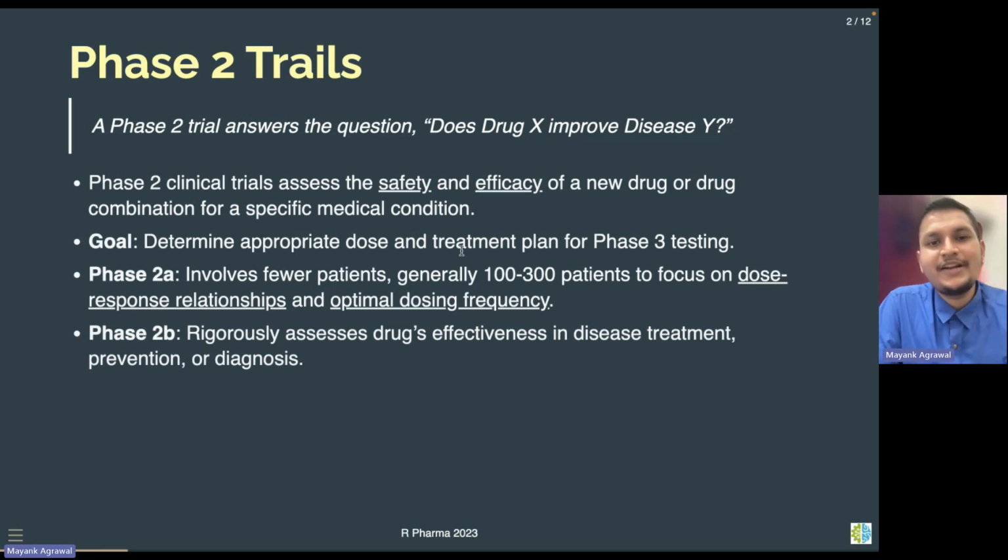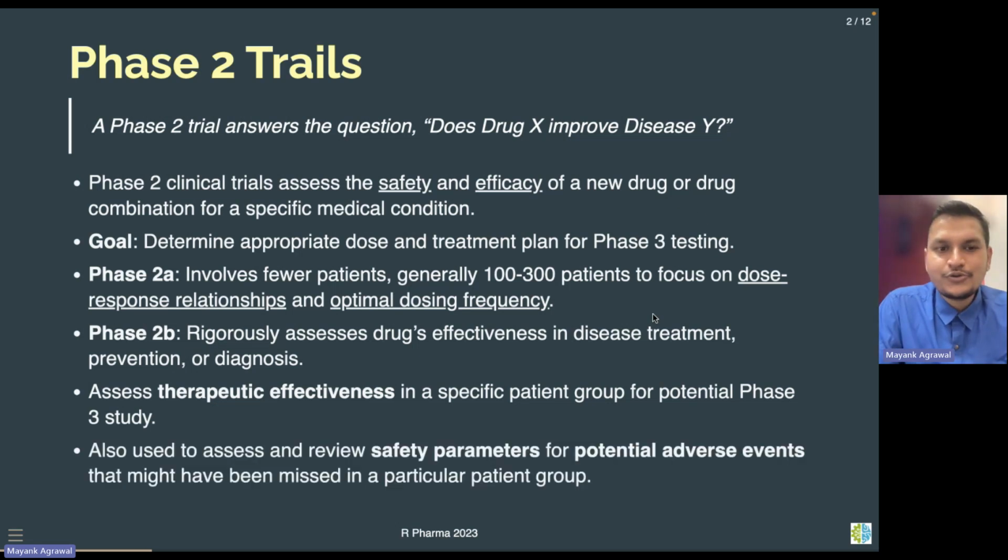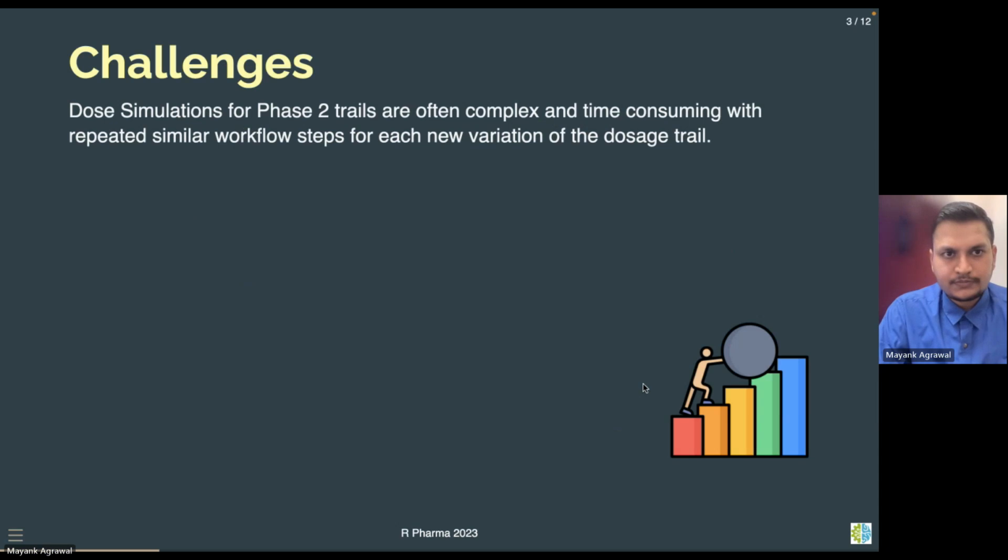And phase 2B is rigorously assessing the drug's effectiveness in disease treatment, prevention, and diagnosis. So the overall goal of phase 2 trials is to assess the therapeutic effectiveness in a very specific patient group for a potential phase 3 study. This is used to assess and review safety parameters for any potential adverse events that might have been missed in a particular patient group in phase 1 trials. So phase 2 trials are generally used to perfect the drug for all types of people in the sample.